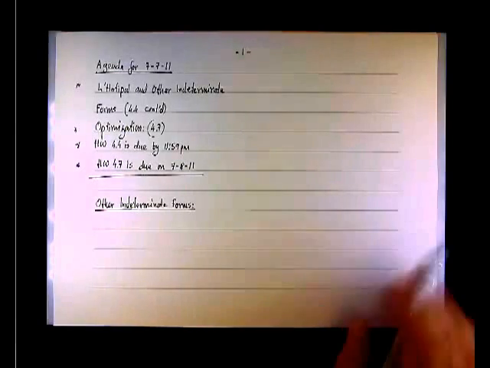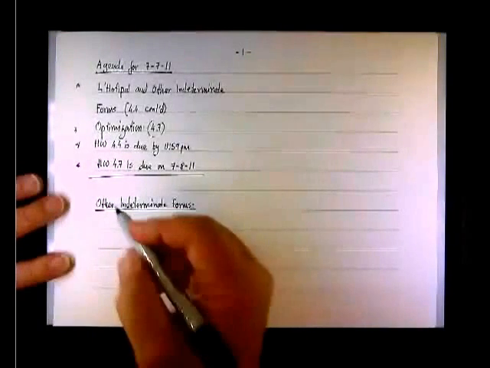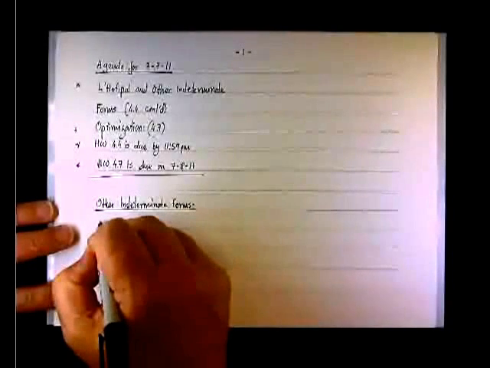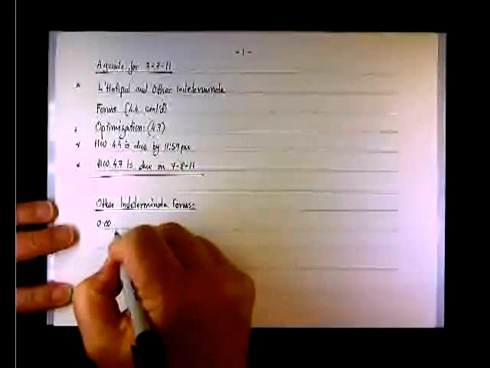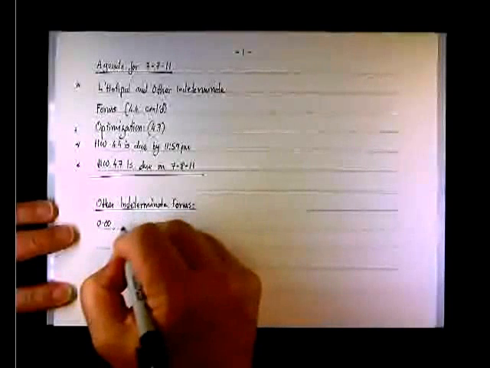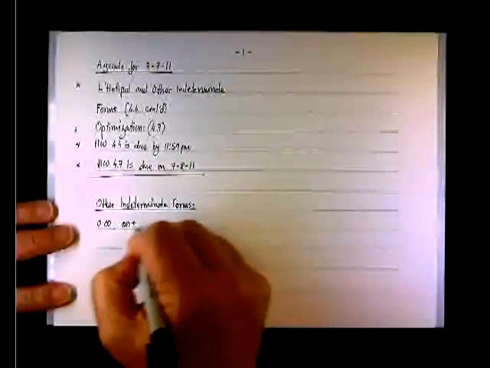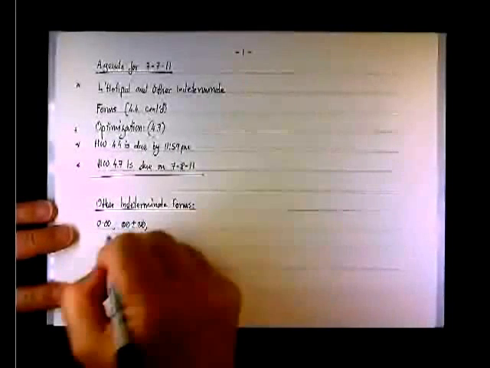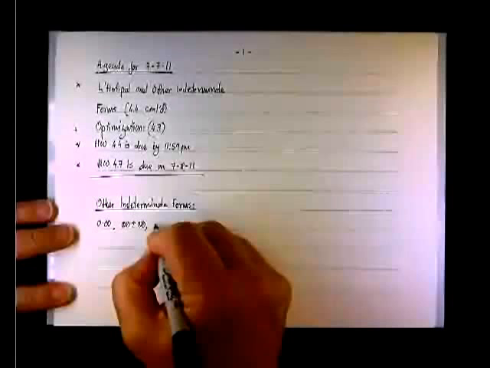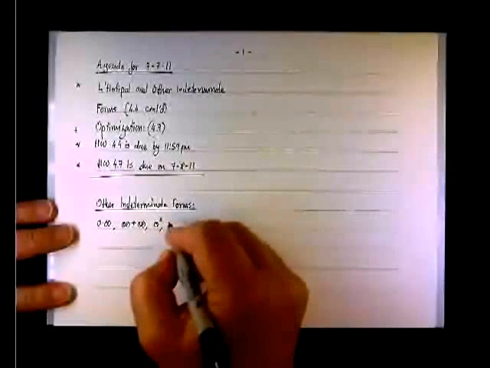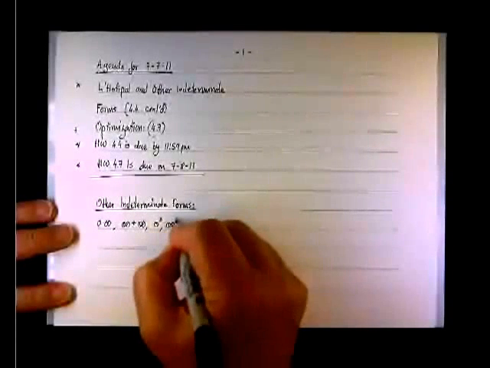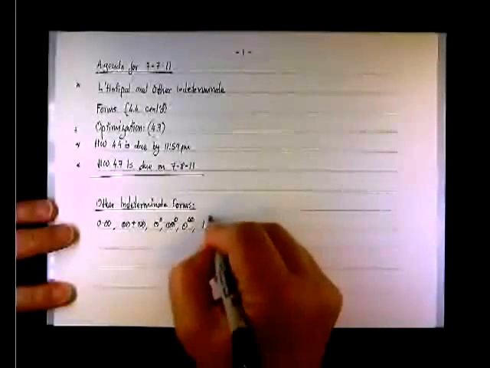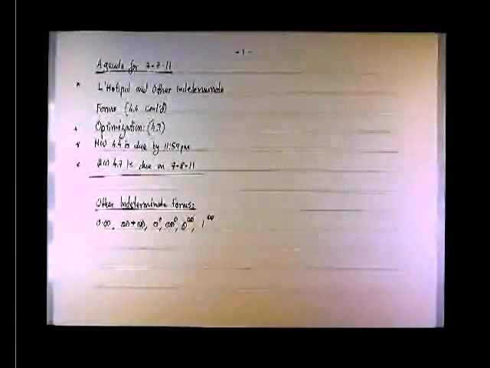The other forms are the following. In addition to 0 over 0 or infinity over infinity, we may have 0 times infinity, or plus or minus infinity, which we looked at. The first two we looked at already, but additional forms are 0 to the power of 0, infinity to the power of 0, 0 to the power of infinity, or 1 to the power of infinity.